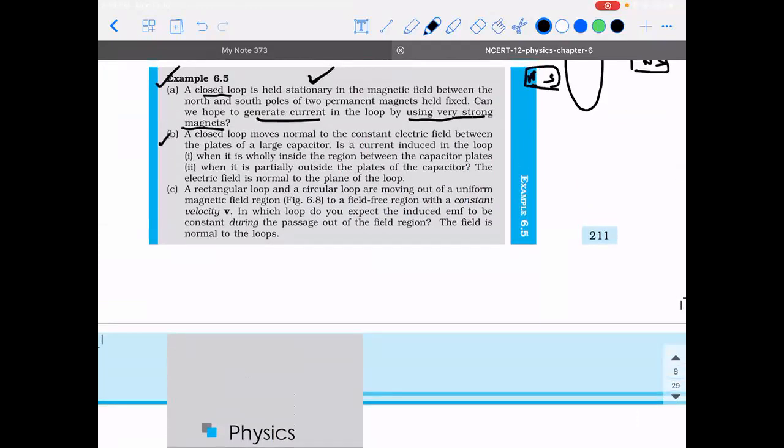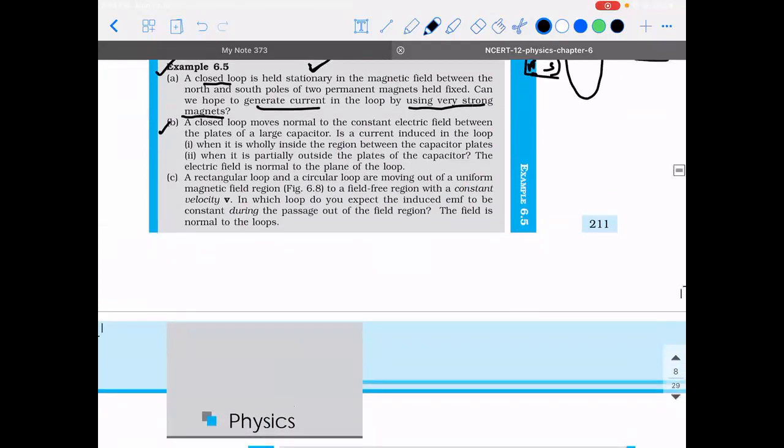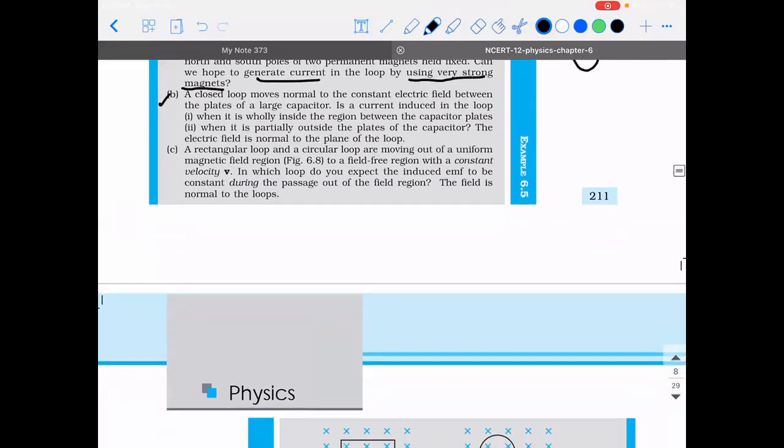Second. There is a closed loop which moves normal to the constant electric field between the plates of a large capacitor. Is current induced in the loop when it is wholly inside the region between the capacitor plates? Second, when it is partially outside the plates of the capacitor, the electric field is normal to the plane of the loop. So what do you think is the answer?